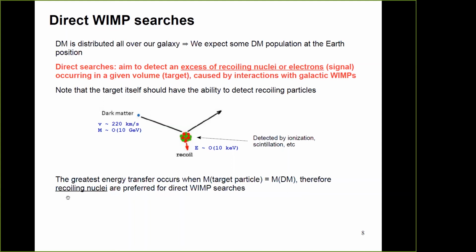The interaction can be with an electron or with a nucleus. In our case, if we are considering WIMPs, because of the mass and the expected velocity, the optimal energy transfer occurs when the mass of the target, of either the nucleus or the electron, is of the same order of magnitude as the mass of the dark matter particle. And because we expect dark matter particles, in this case for WIMPs, of the order of 1 GeV, we focus on nuclear recoils, because we expect the process to be more efficient in terms of the recoiling particle having more energy.